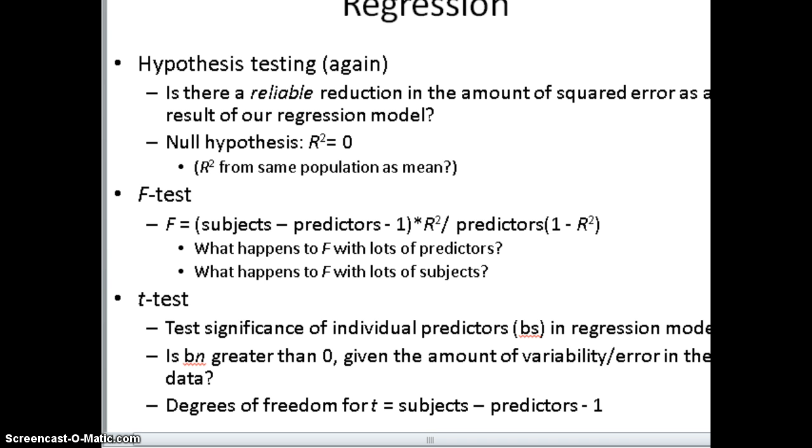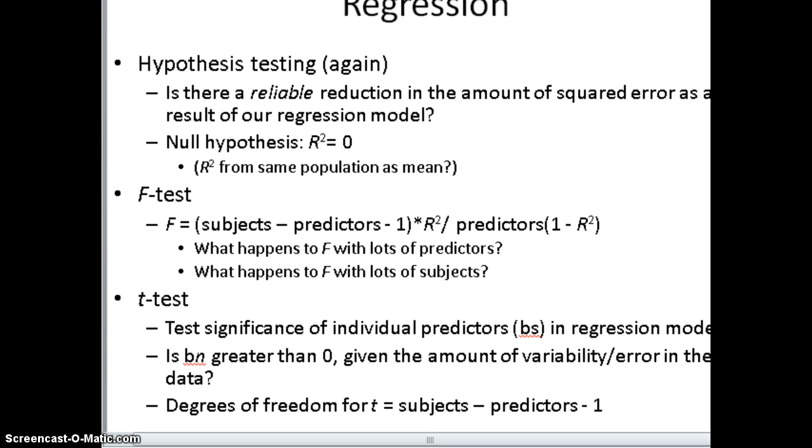We use the F-test for our hypothesis test. R squared is an effect size, and the F-test is our hypothesis test. This is the formula for the F-test. A large F indicates that the R squared is not likely due to chance.